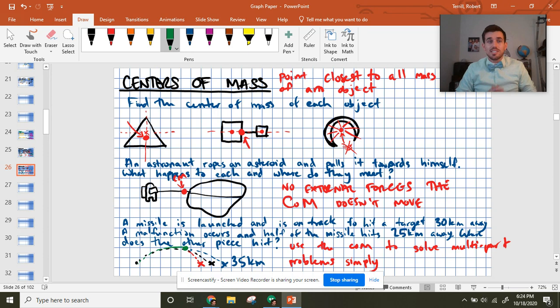So those are the big ideas that I want you guys to get out of center of mass. It's really just a way of looking at problems and simplifying them initially, and then realizing how to use that simplification to expand back out to what happens to each piece of the system instead of the system as a whole.